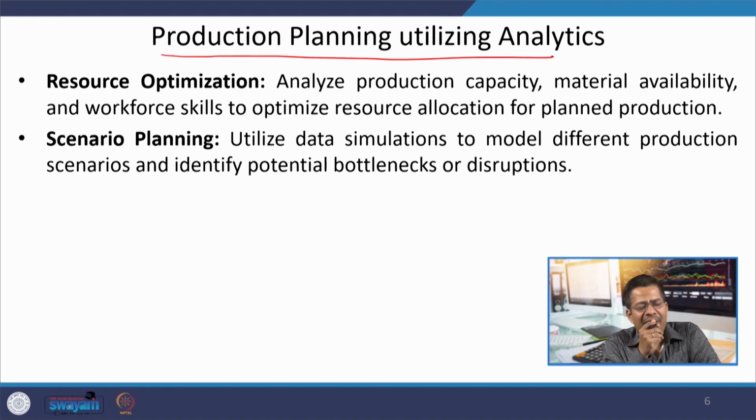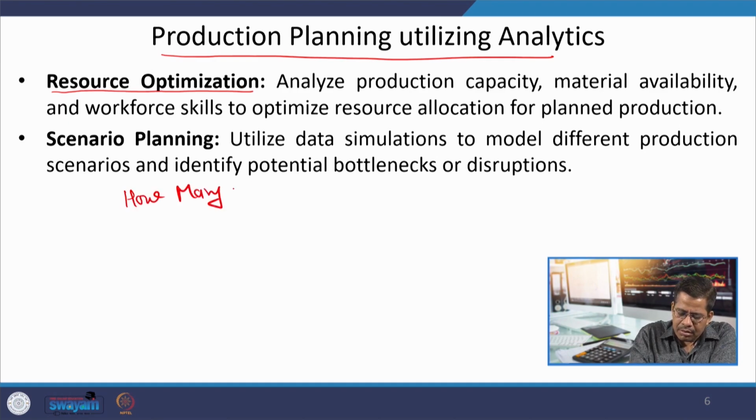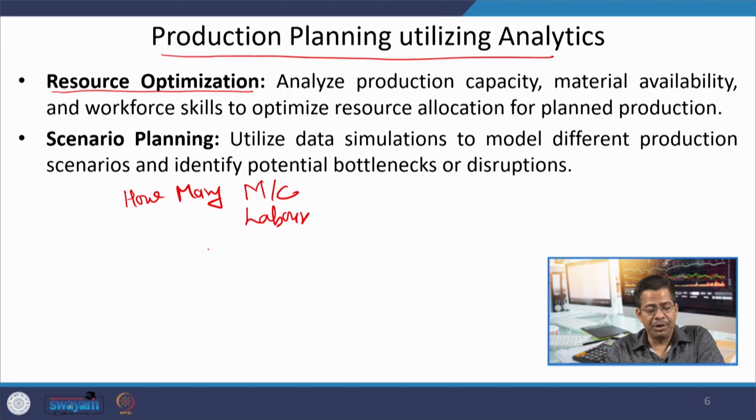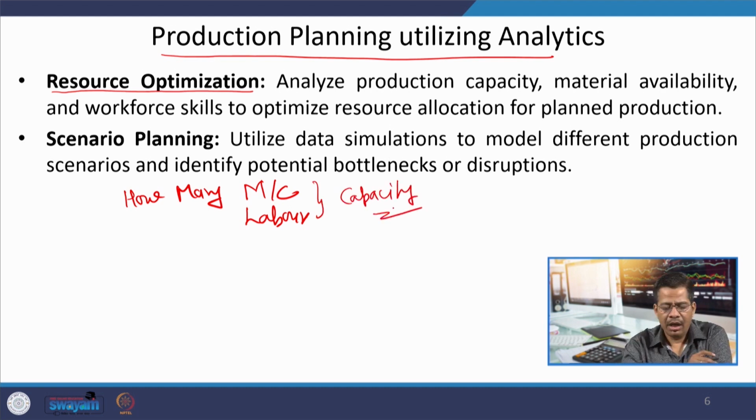When I am talking of production planning, it is one important aspect of resource optimization. How many machines, labor, other resources are available to you, and you know your capacity. These are translating into the capacity, production capacity, and then you are utilizing your production capacity for distributing it into the various kind of products you are going to make.